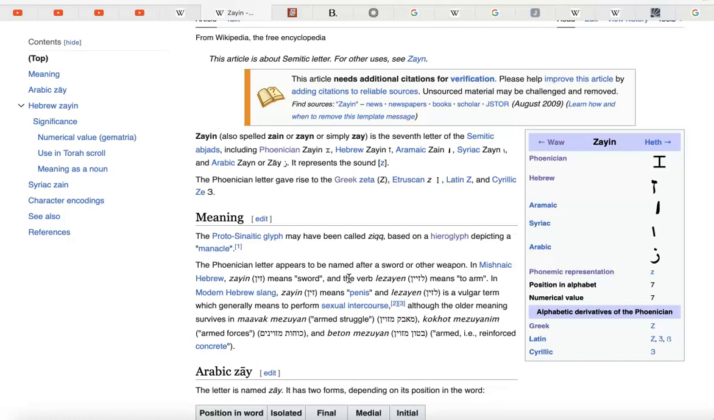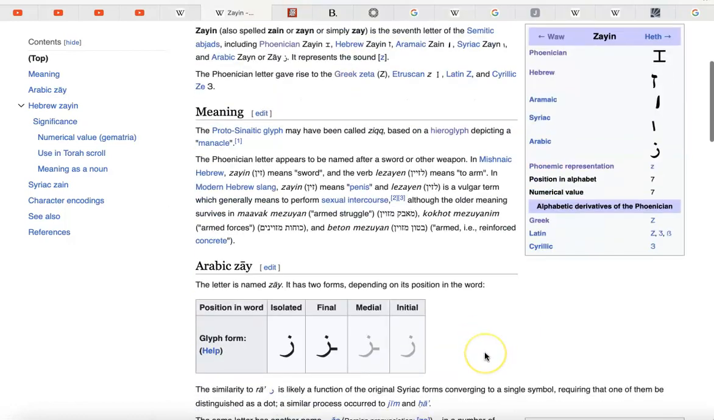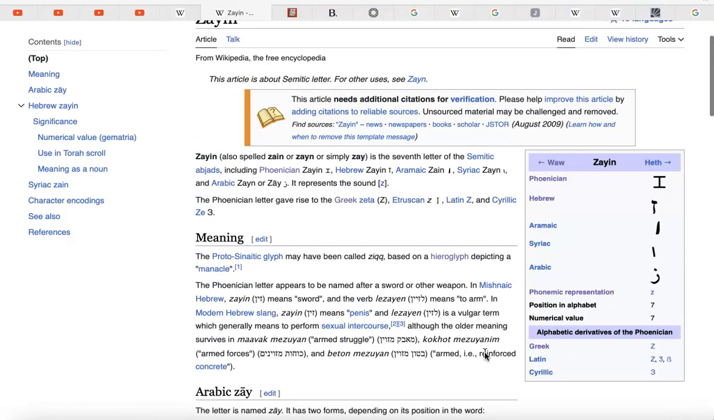I don't know. Y'all let me know what you think. Is there a connection? I'm just exploring the possibilities. And the fact that it's the 7th letter, in both Phoenician and Hebrew, I think, it's the 7th letter of the alphabet.